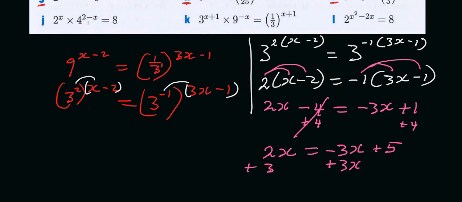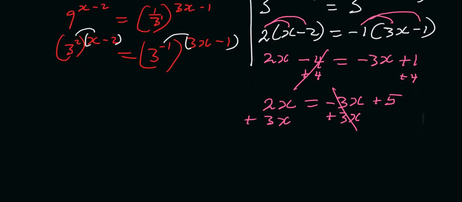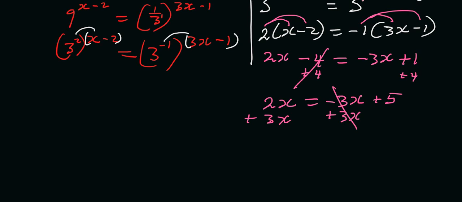So negative 3x plus 3x is going to cancel out from here. And on the left side, we're going to have 2x plus 3x, giving us 5x. 5x is equal to 5. So at this point, we can divide both sides by 5.